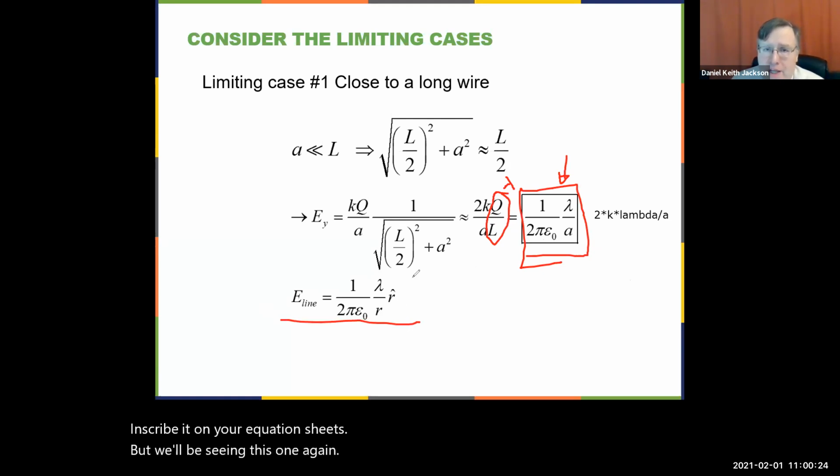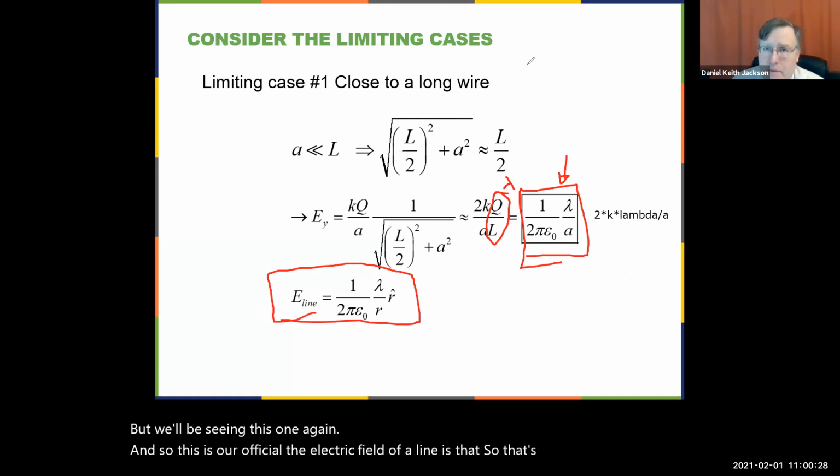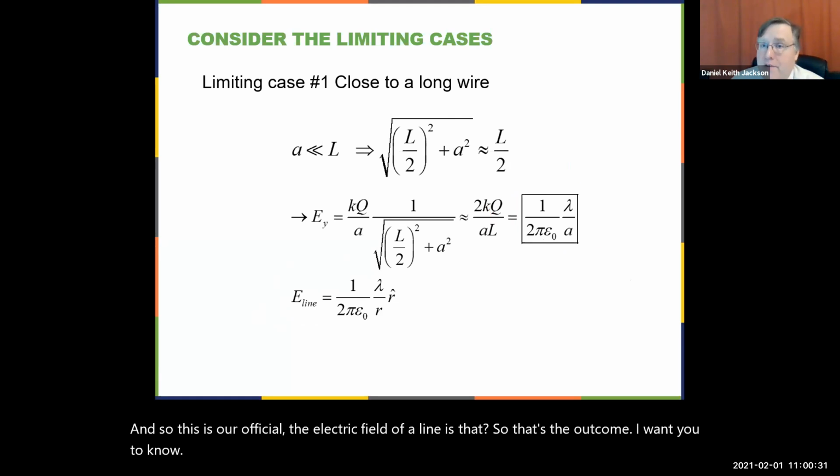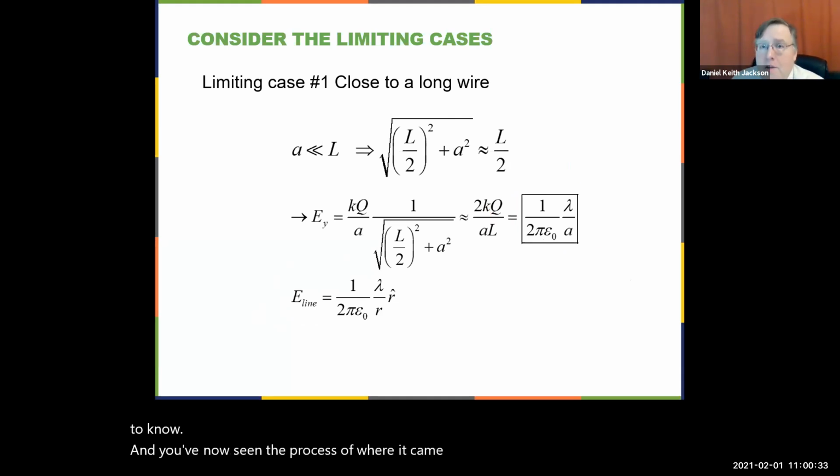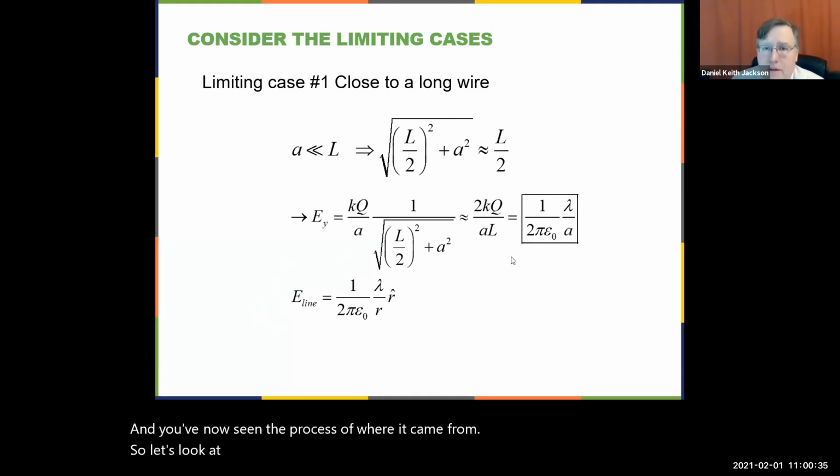And so this is our official electric field of a line. That's the outcome I want you to know, and you've now seen the process of where it came from. So let's look at the other examples.